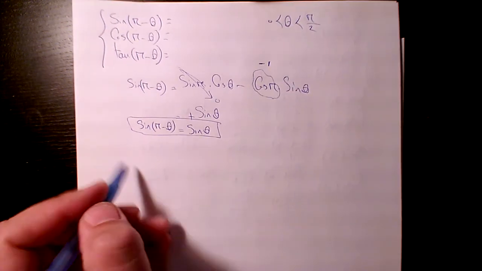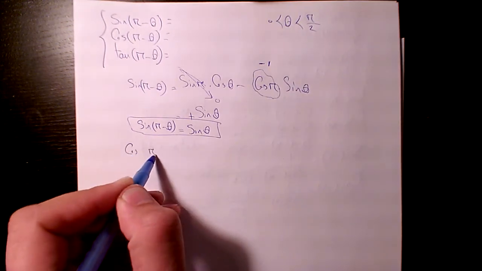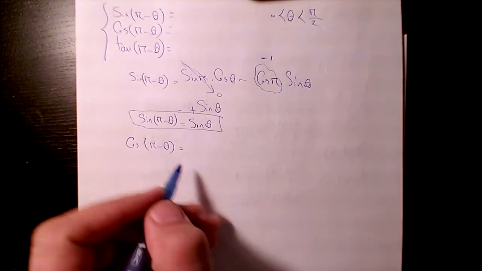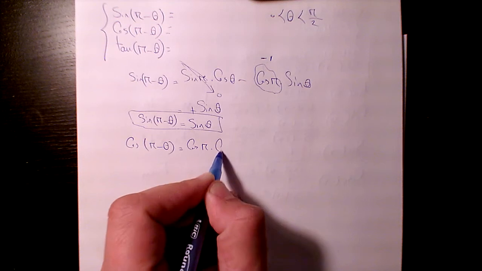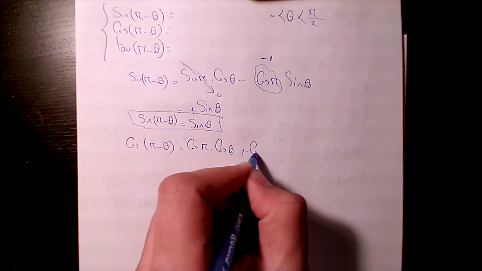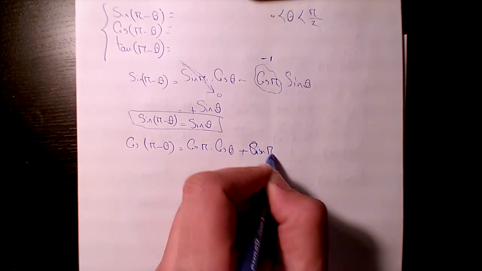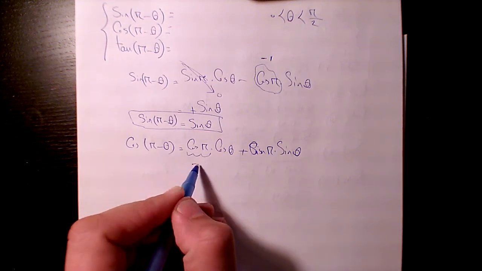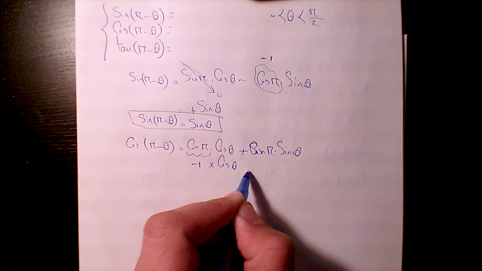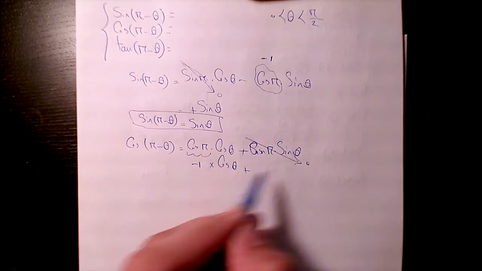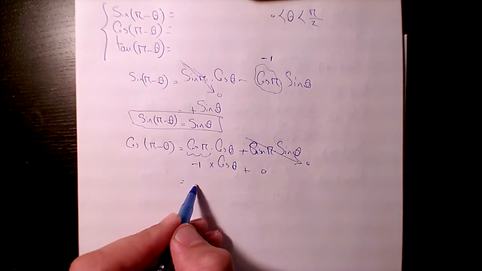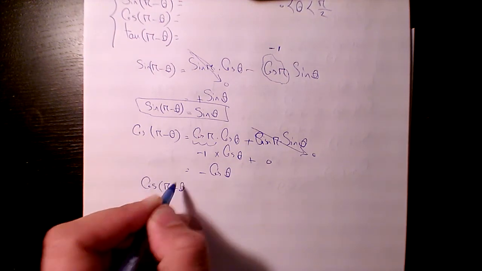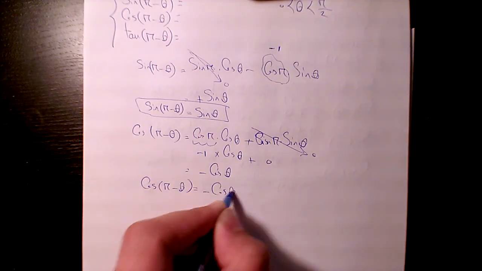Next one is cosine pi minus theta. Cosine pi minus theta will be again cosine pi times cosine theta plus sine pi times sine theta. Cosine pi again is negative 1 times cosine theta plus sine pi, which will be 0. So then it will be negative cosine theta. So we have cosine pi minus theta will be equal to negative cosine theta.